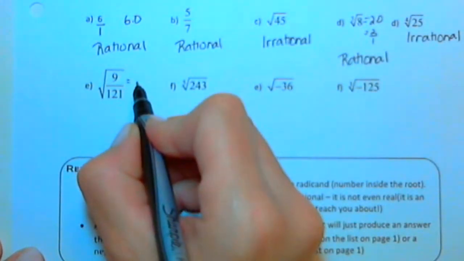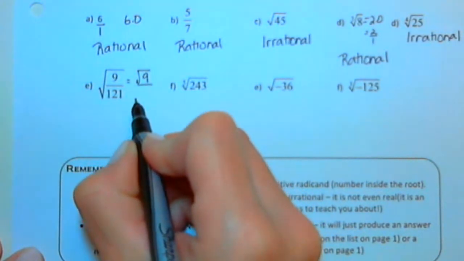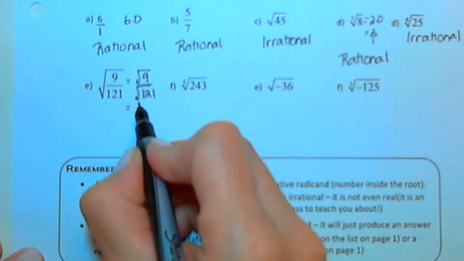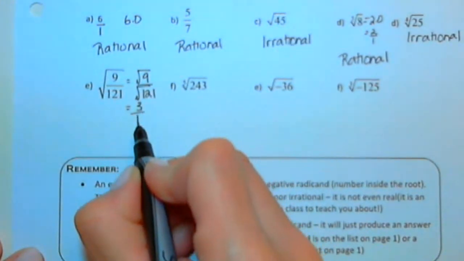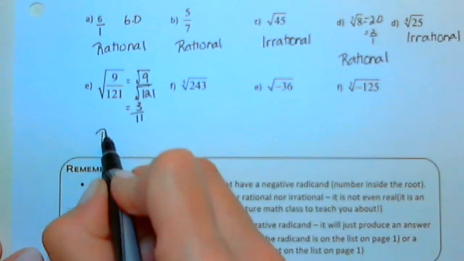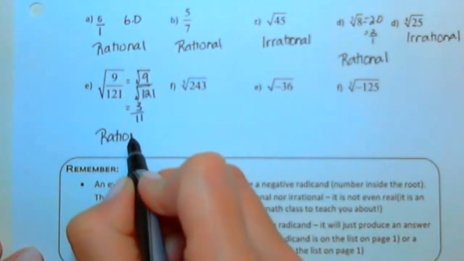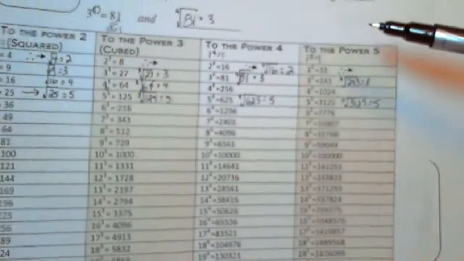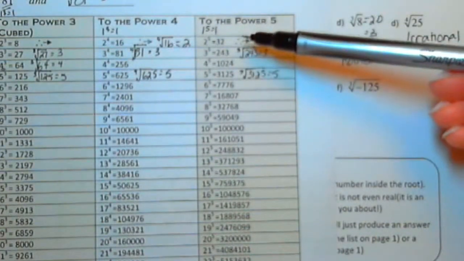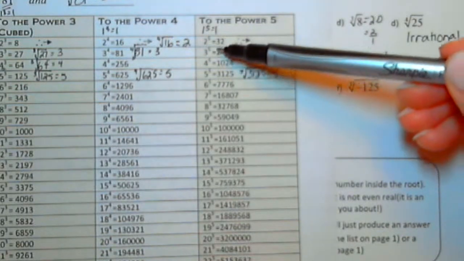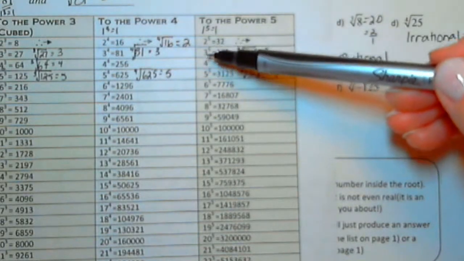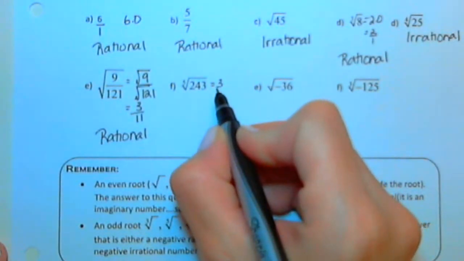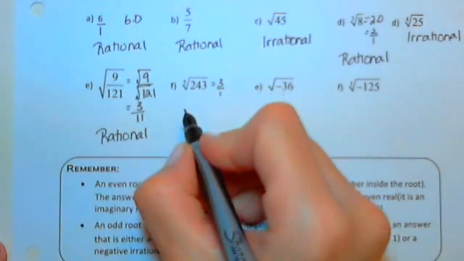This one here, let's look at it. This is actually the square root of 9 over the square root of 121. The square root of 9 is 3. The square root of 121 is 11. This is a fraction made up of integers, which means it's rational. Fifth root of 243. Here's my fifth root list. 243 is on there. The fifth root of 243 is 3. So, because this equals 3, which can be written as a fraction, this is rational.